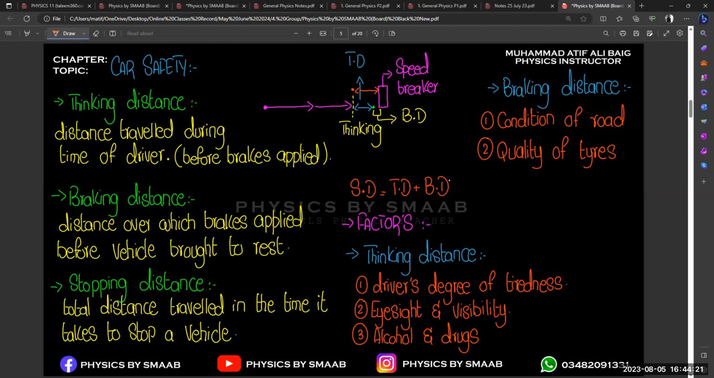So condition of road and quality of tires matter. Let's suppose there is a rainy season and a wet road. We always place our foot on the braking pedal carefully, because if we apply the brake suddenly on a wet road, the car will skid or slide. That's why we slowly push down the brake pedal.